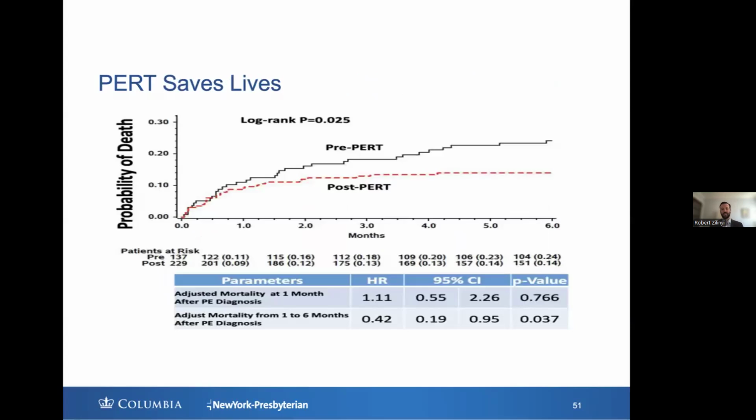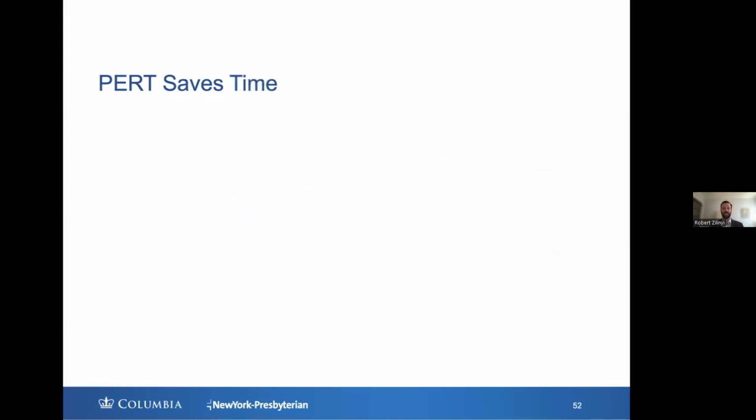PERT saved lives. This was published a few years ago, and it showed that in a pre-PERT and post-PERT examination of several institutions, the probability of death decreased significantly after the introduction of PERT, likely due to the fact that we have a multidisciplinary team intervening early in patients.